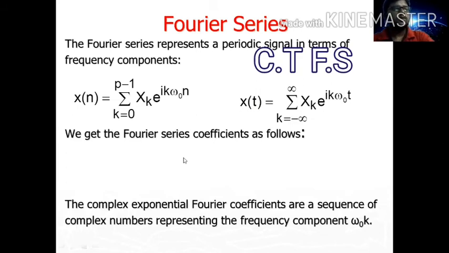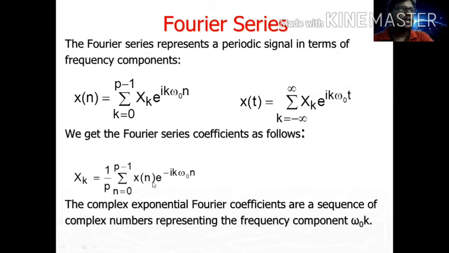Now we get the Fourier coefficient as follows. Suppose we want to find the frequency component. The formula is the inverse relation: X_k is equal to 1 by N times the summation from n equal to 0 to N minus 1 of x of n e to the power of minus j k omega naught n. Here the exponential becomes negative, a decaying exponential. If you want to obtain the time domain representation, you can use the first formula. If you want the frequency representation, you can use this formula.